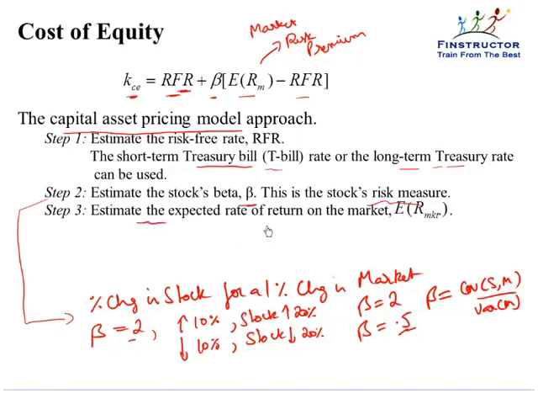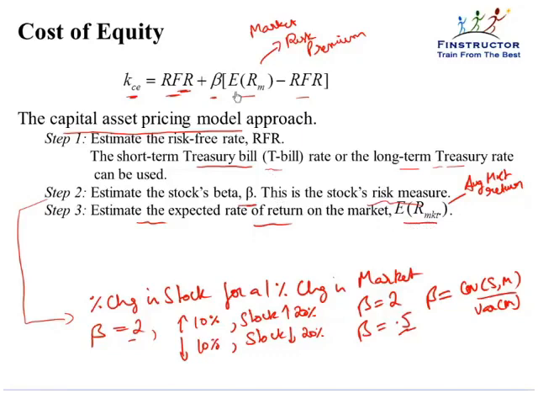Estimate then the expected rate of return on the market. Not very difficult to do. We can again have various methods to estimate this. We can compute the average stock market return over the last 10 years or over the last 15 years, whatever we feel is a good representation. And in subsequent chapters and in level 2, we will study in a lot more detail how we compute the expected return on the market.